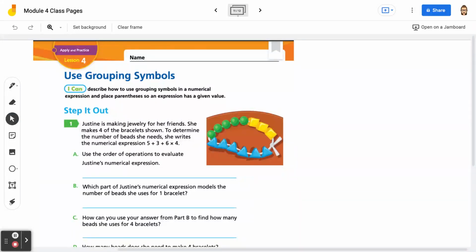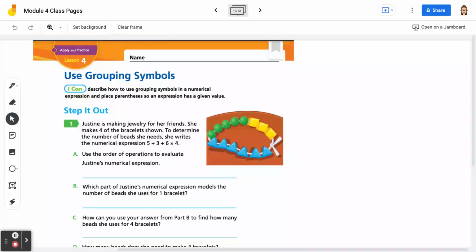So, this lesson is all about using grouping symbols because depending on where our grouping symbols are, we can get different answers. So, hopefully by the end of this lesson, you'll be able to describe how to use grouping symbols in a numerical expression and place parentheses so an expression has a given value.